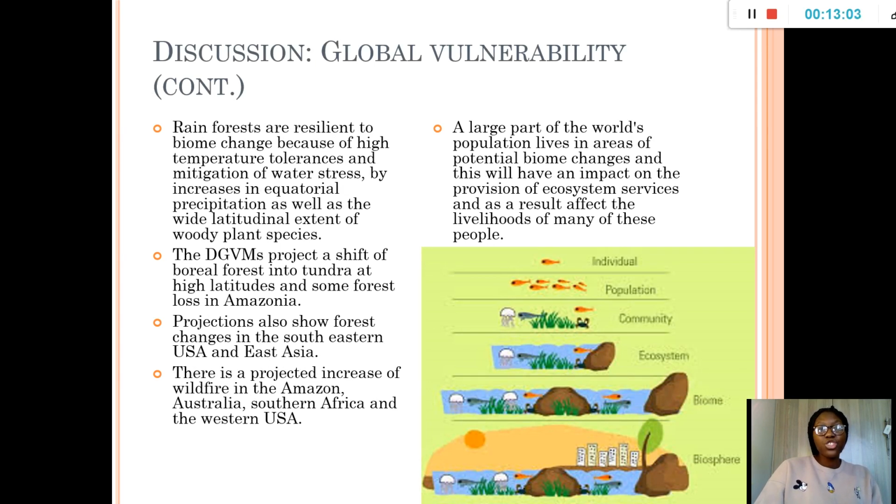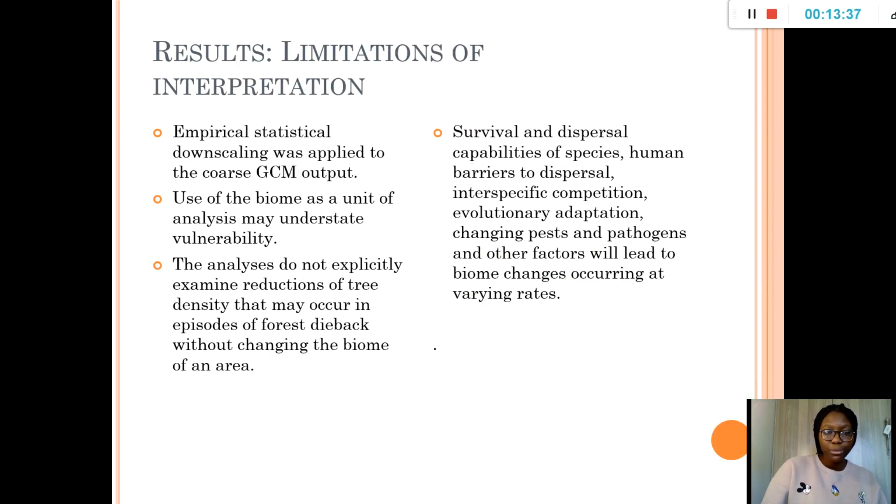The DGVMs project a shift of boreal forest into tundra at high latitudes and some forest loss in Amazonia. Projections also show forest changes in the southeastern USA and East Asia. There is a projected increase of wildfire in the Amazon, Australia, Southern Africa, and the Western USA. Lastly, a large part of the world's population lives in areas of potential biome changes, and this will have an impact on the provision of ecosystem services and, as a result, affect the livelihoods of many of these people.